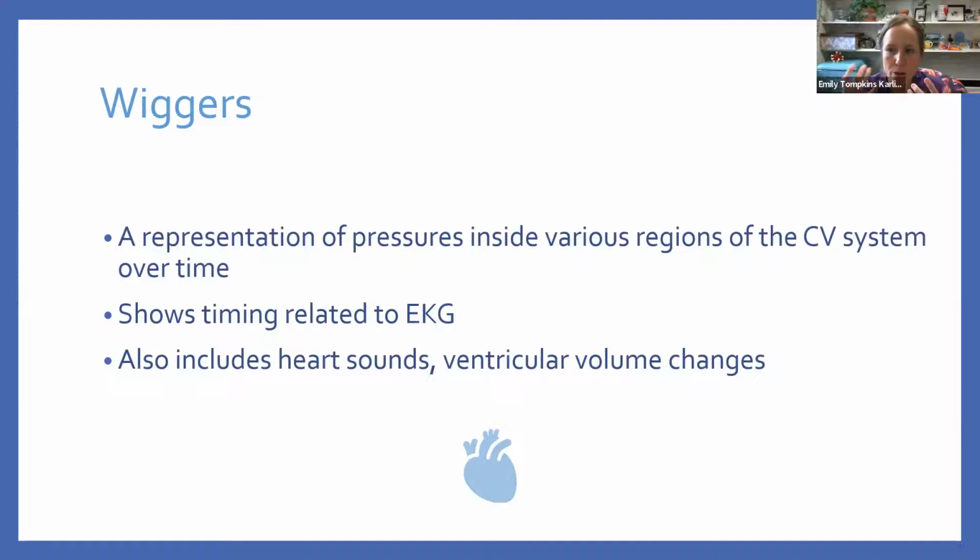So for me, the Wiggers diagram is generally a representation of pressures inside various regions of the cardiovascular system, and it's showing those pressures over time. And it specifically shows the timing of what's happening in relation to what's going on in the EKG. And it also will show you the heart sounds and the ventricular volume changes that are happening throughout the cycle. And so that may help some of you, but for me, just the words isn't that helpful.